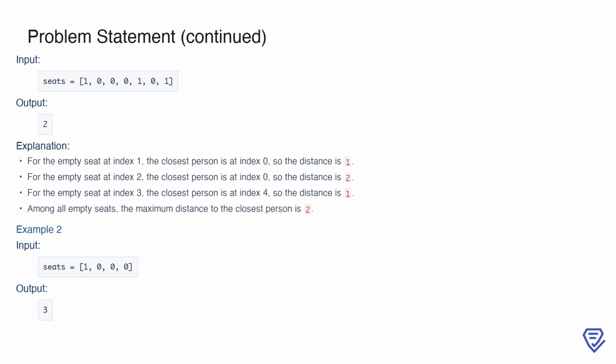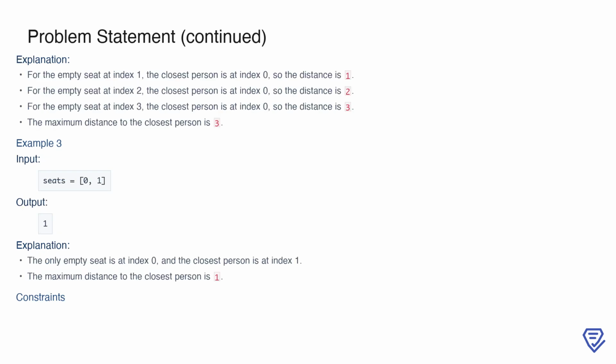Another example is seats equals 1, 0, 0, 0. Here, the empty seats are all at the end of the array. For the seat at index 1, the distance to the closest person is 1. For the seat at index 2, the distance increases to 2, and for the seat at index 3, the distance is 3. Therefore, the maximum distance is 3, which is the output.